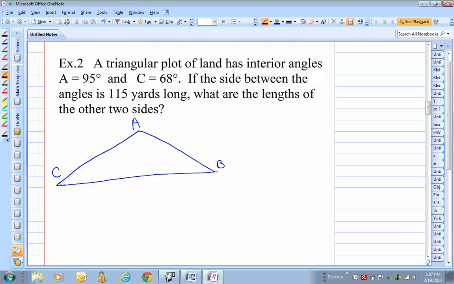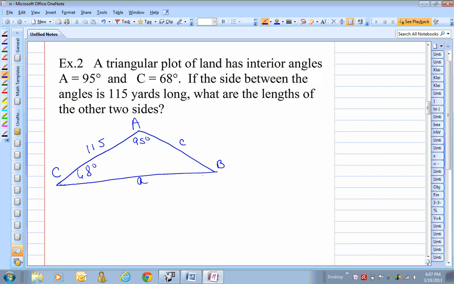All right, so angle A is 95 degrees. Angle C is 68 degrees. We don't know angle B. And the side between these two angles is 115. So I've labeled my picture. We want to know the lengths of the other two sides, so we basically want to know little c and little a.